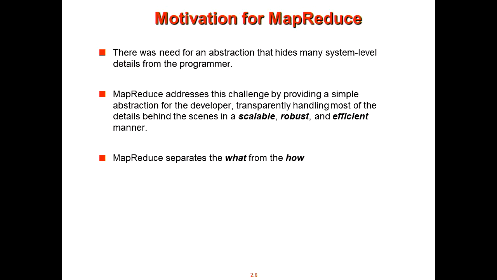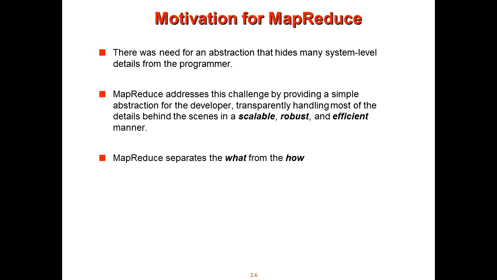It tries to provide an abstraction that hides many system-level details from the programmer. It tries to separate the what from the how. As a programmer, you only focus on the problem itself, on how to solve this problem. You do not need to consider the low-level details, such as failures, how to assign tasks, and how to do the data synchronization. These are low-level or system-level details, and these will be processed by MapReduce, by this framework.